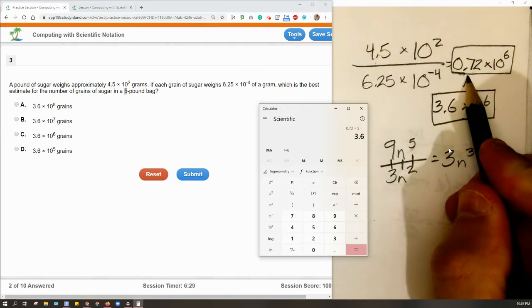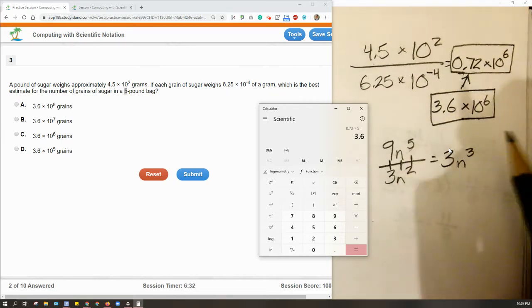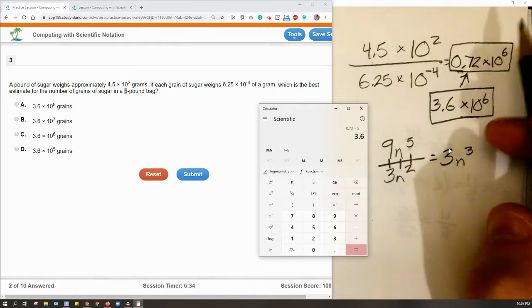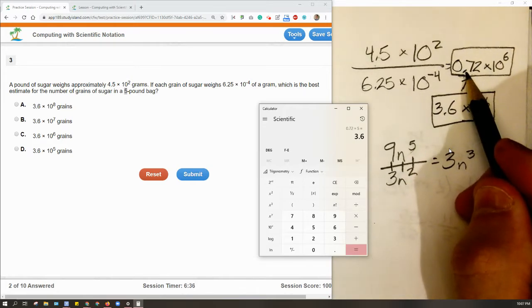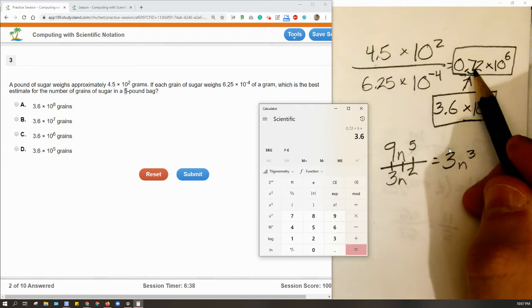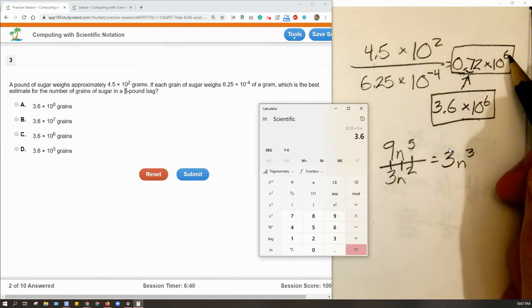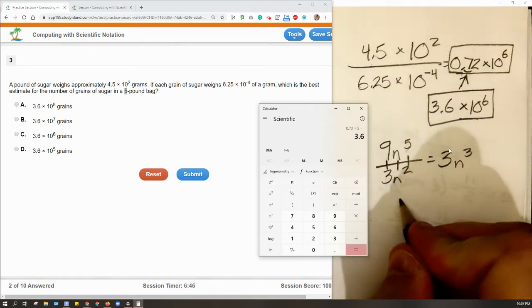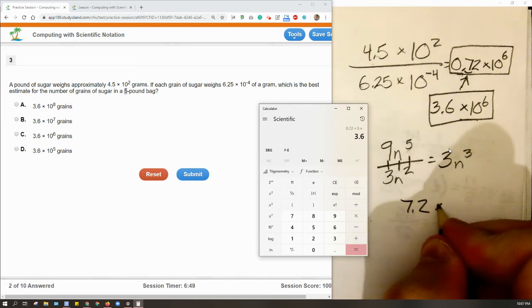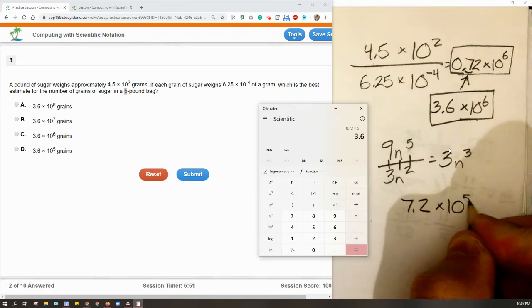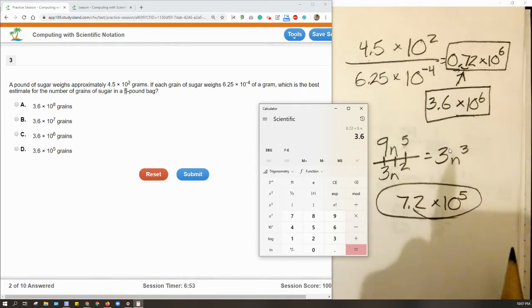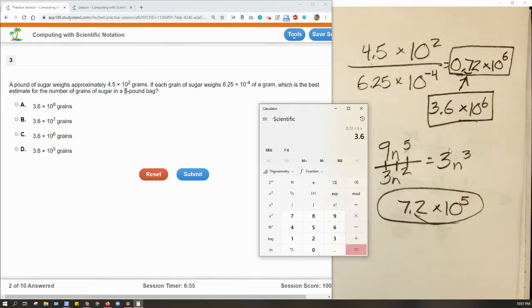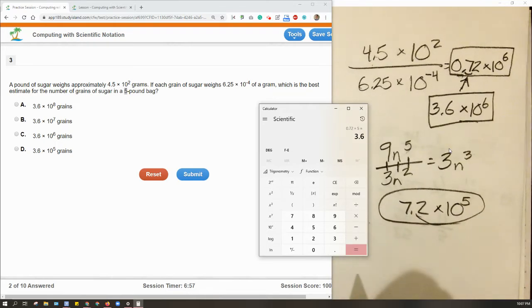But if this was our final answer for the problem, then we would have had to move it into scientific notation by moving the decimal point over and making it 7.2. And then since we made that 10 times bigger, we would have had to make the other part 10 times smaller by simplifying 10 to the sixth into 10 to the fifth. So we would have had the answer 7.2 times 10 to the fifth power. That is how many grains of sugar are in a 1-pound bag, and it's written correctly in scientific notation.